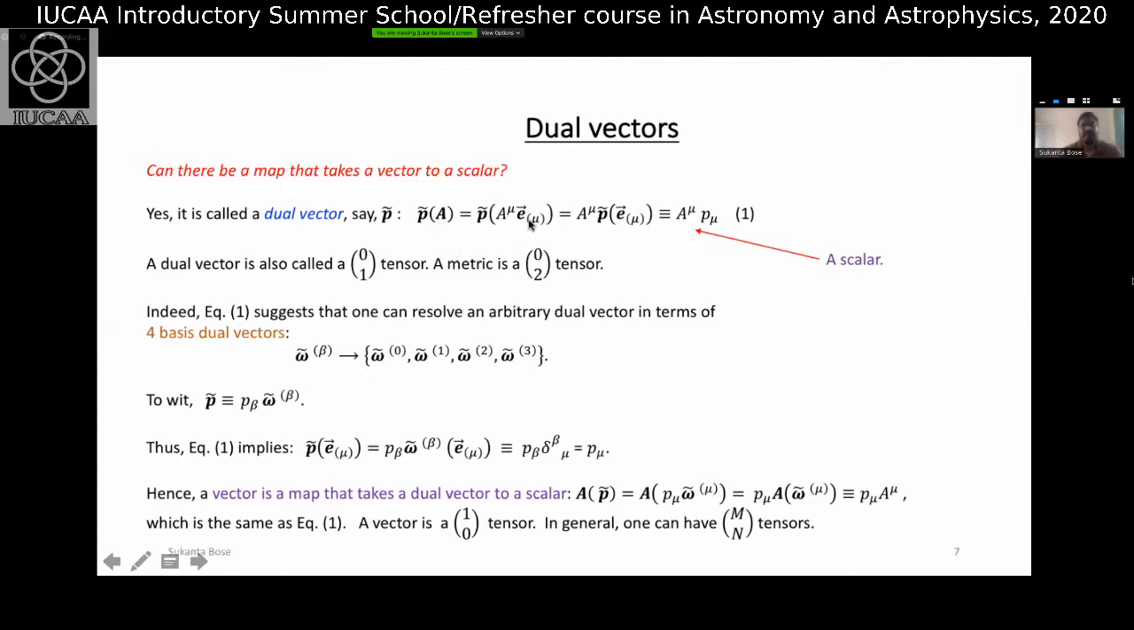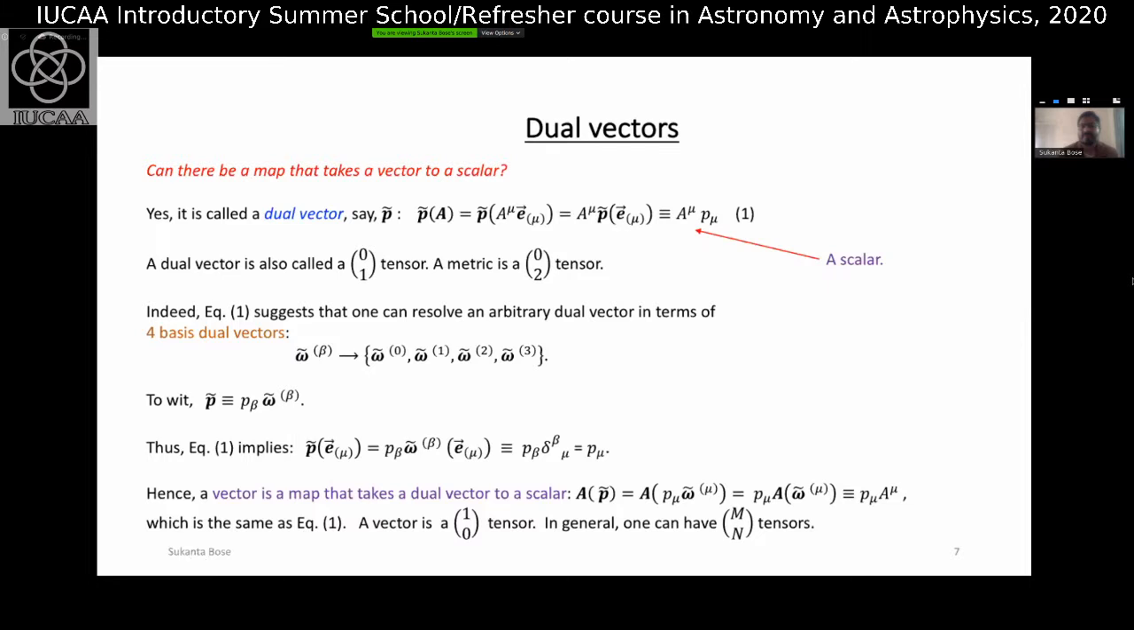Here I'm using the same law. This is just a linear sum of 4 basis vectors. Therefore, this action is the same as the scalar A0 times P tilde acting on E0, plus the scalar A1 times P tilde acting on E1, and similarly for 2 and 3. And that's the same thing as writing it this way. So this is just the definition of how P tilde acts on a vector or a linear sum of vectors. That's exactly how this is defined.